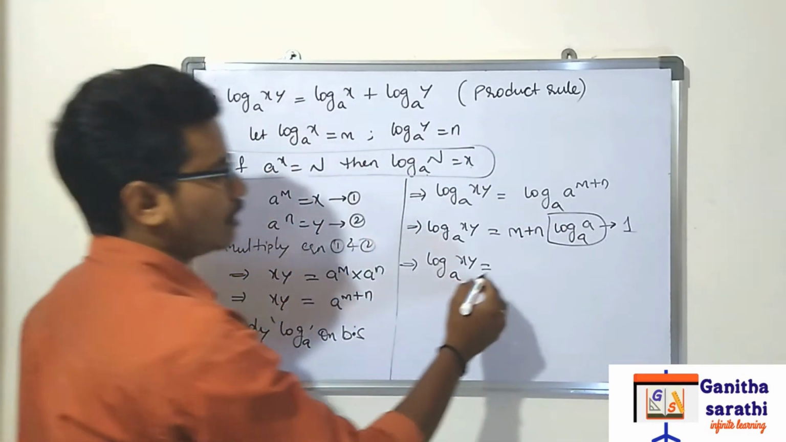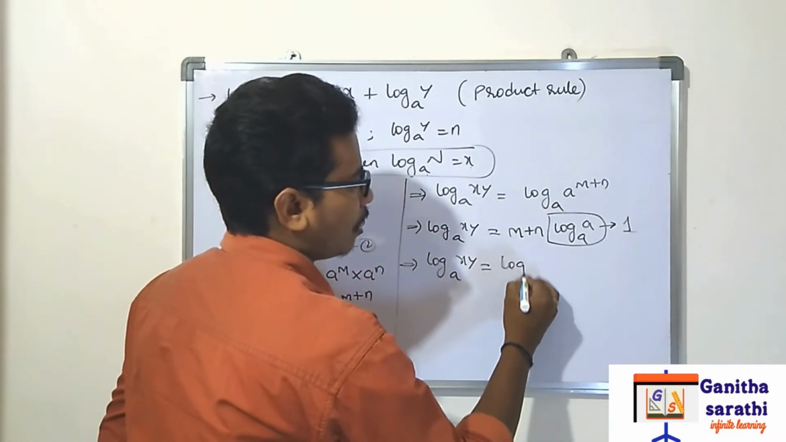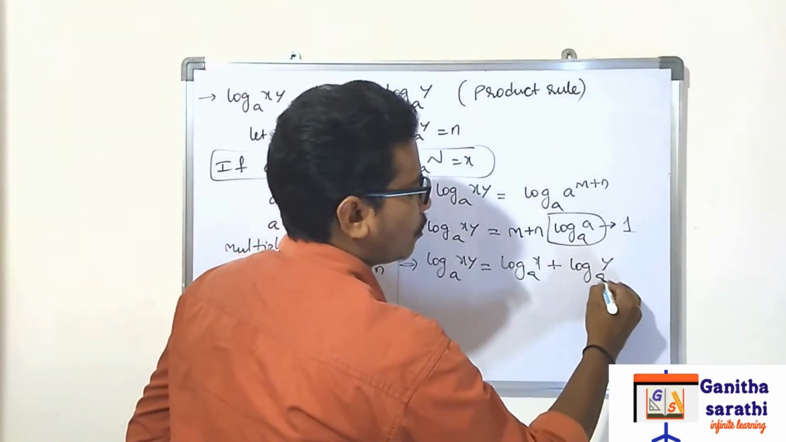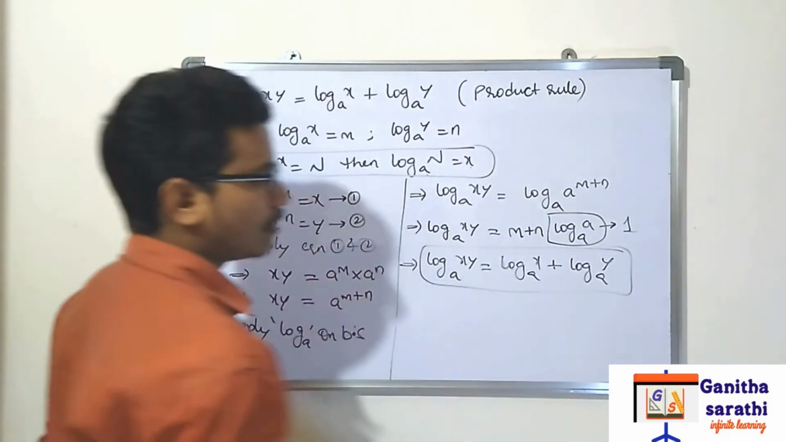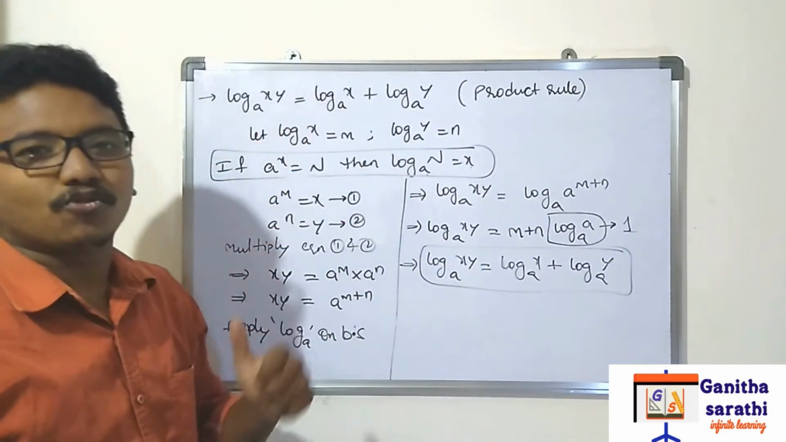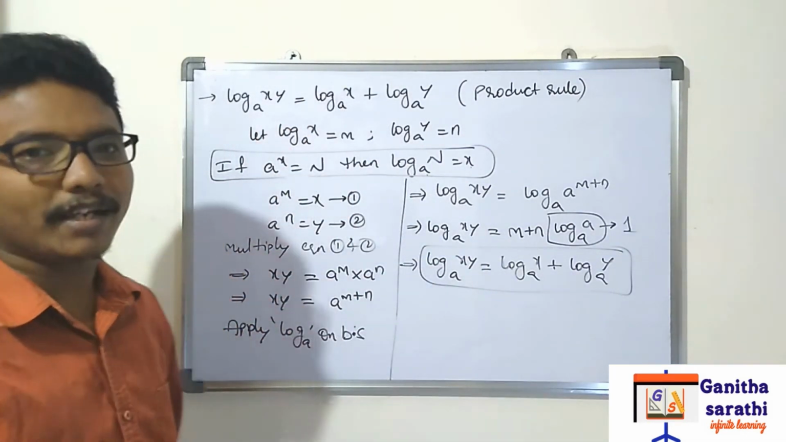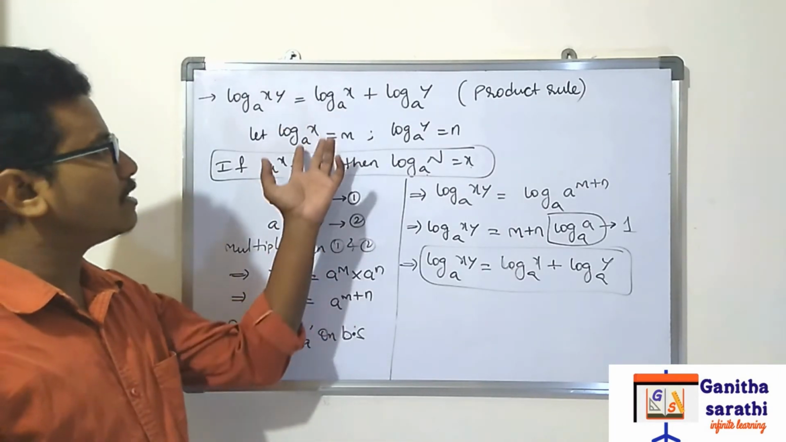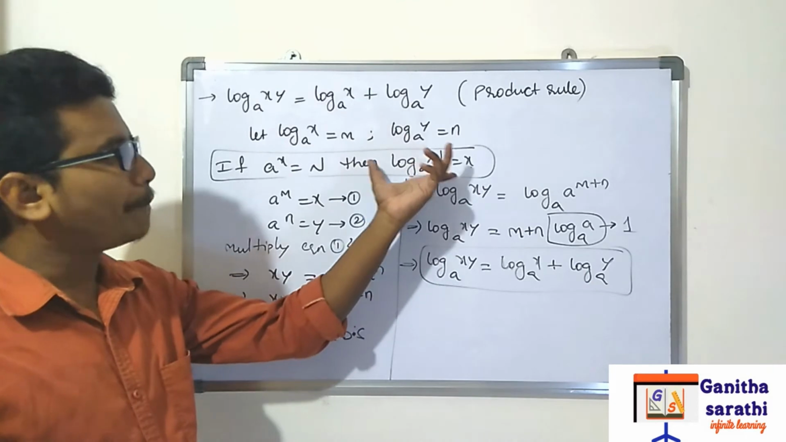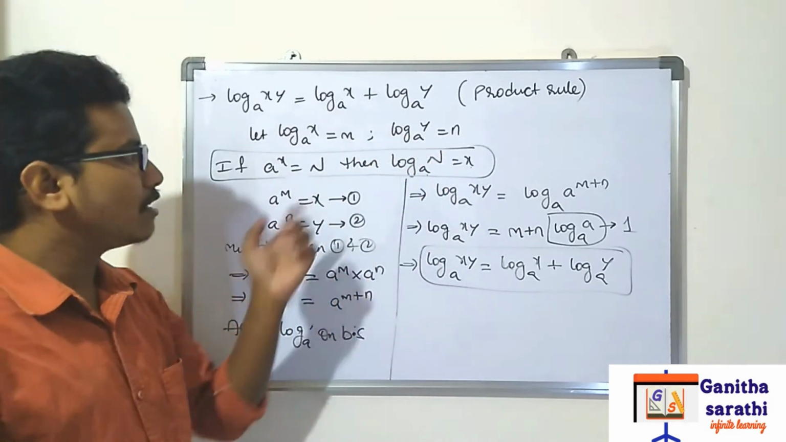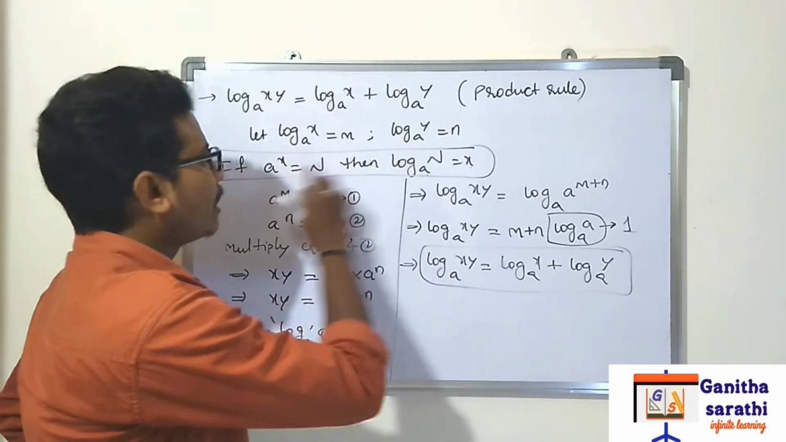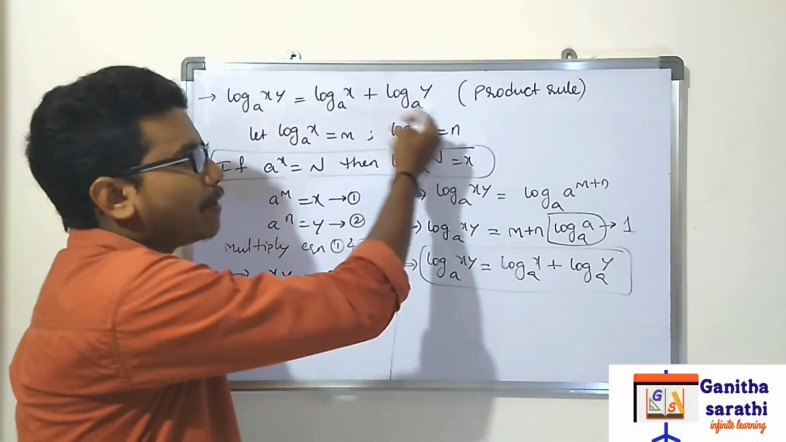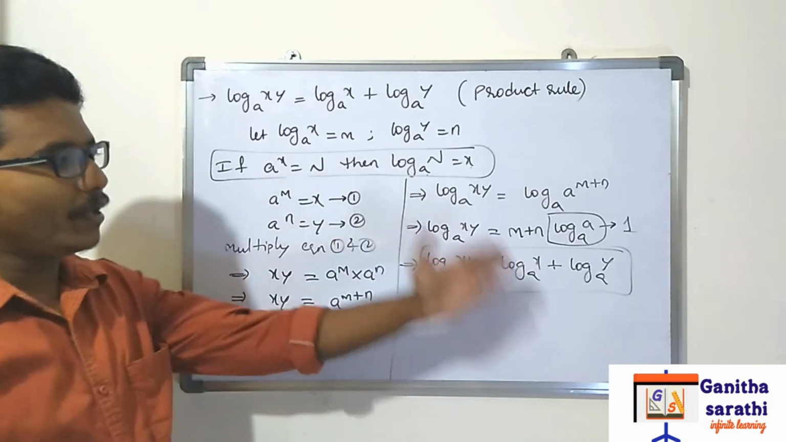What is m value? M value will be log x to the base a, plus n value will be log y to the base a. That is our proof, right? That is our proof. Log x to the base a plus log y to the base a. The only thing we have to do is suppose these two values as m and n and compare with this. Okay, compare with this. Like if here a power x is equal to n, here it will be a power m is equal to x. Here a power n is equal to y. The process will be continuing.